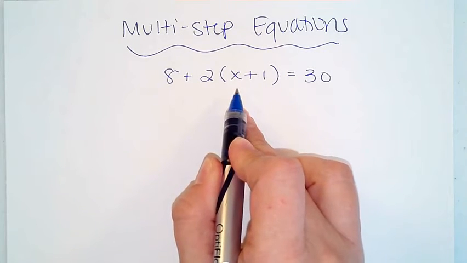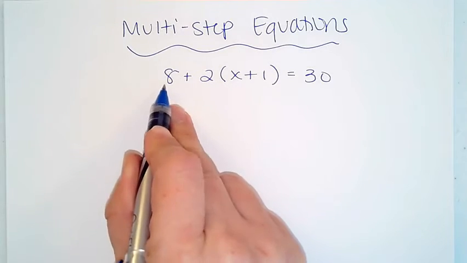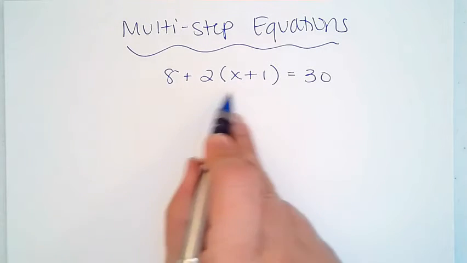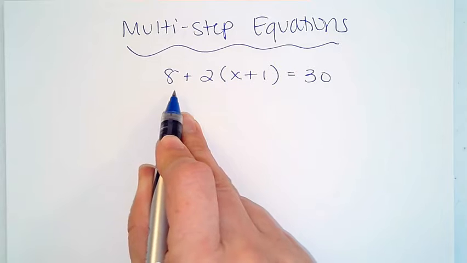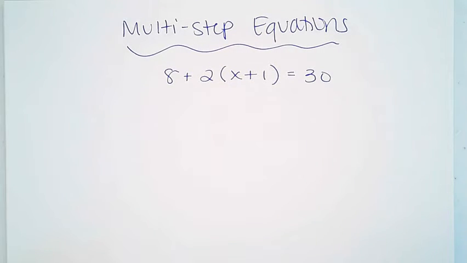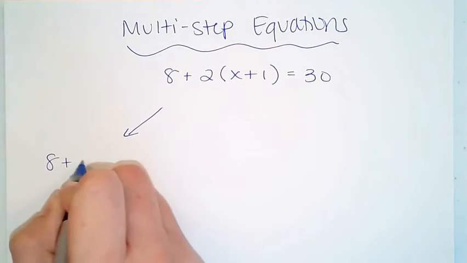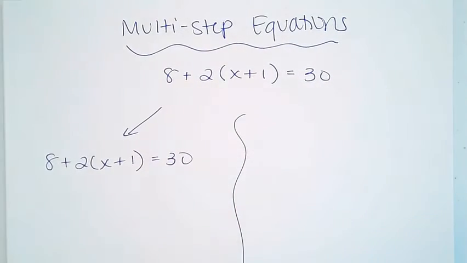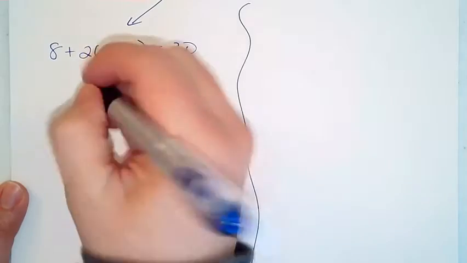Okay. Now we could try the do undo method with this 8 here, but I will say oftentimes it's going to be a lot simpler to combine like terms. Let's actually look at it both ways. So if I look at this as 8 plus 2 times x plus 1 equals 30, what I see is, well, let's try do undo. Let's see how we like that.